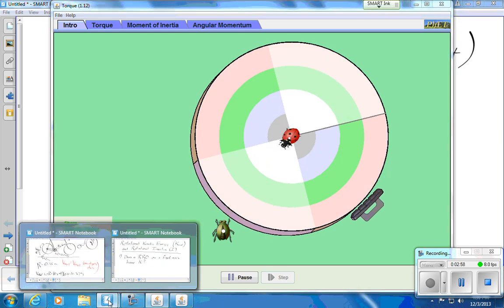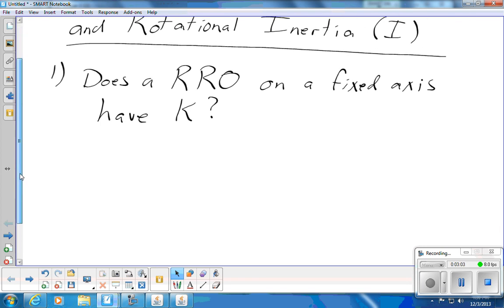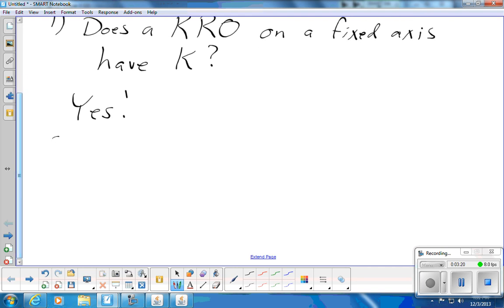Okay, so let's go back and say it looks like a rigid rotating object. We have arguments to say that it does have kinetic energy, even though it's not moving across the room. It's not translating in our frame of reference. So we tentatively say, yes, it does. Okay, how do we decide how much it has? Because, of course, we want to know how much. So how do we quantify that? How much kinetic energy does a rotating disk have?